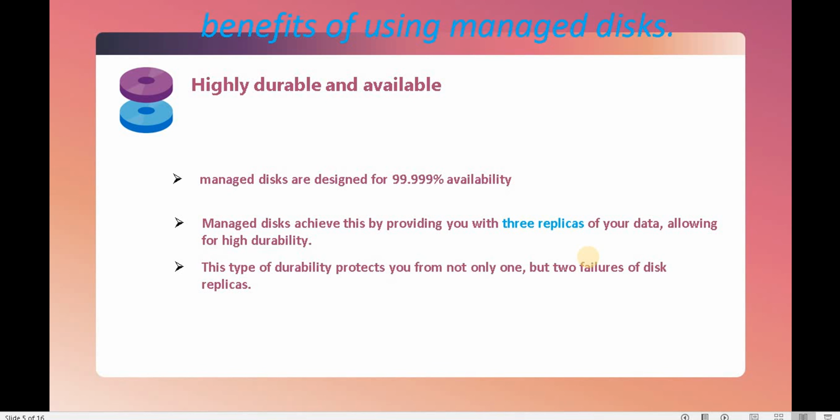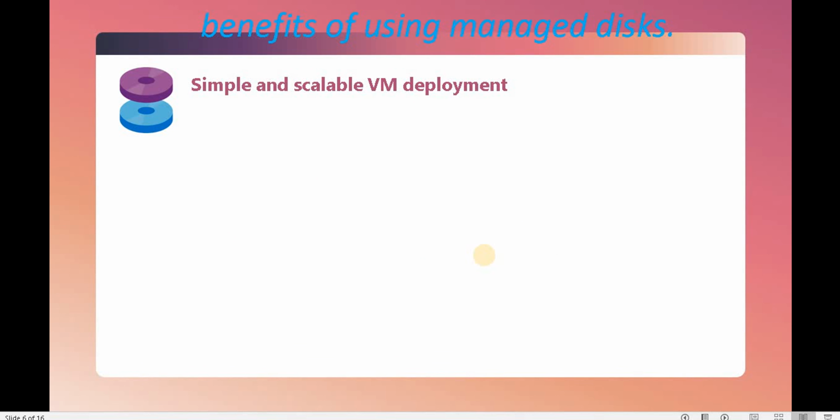Now this type of durability protects us from not only one but two failures of disk replicas. Means if we have three disks, and one disk is not working, then as a backup we have the other two disks. So that is the main advantage when we go with Azure disk.